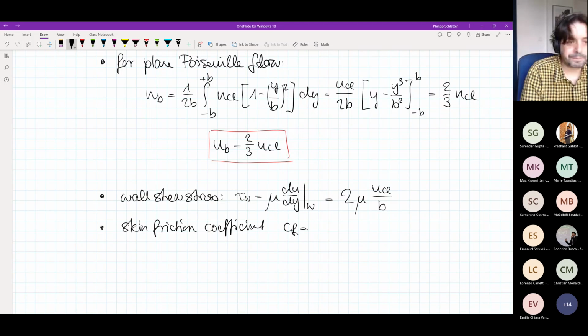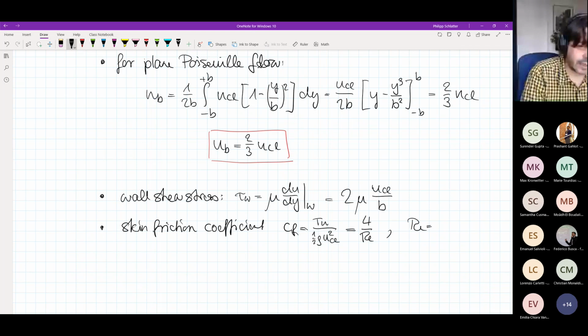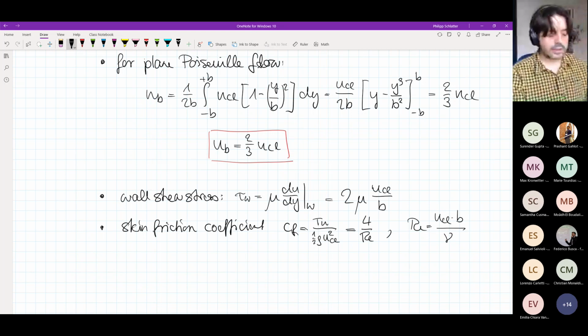So CF. CF, as we said before, that's just the wall shear stress normalized with the dynamic pressure. So tau wall divided by 1/2 rho U squared, and here I can take UCL for the channel as the quantity to normalize with, and that would give me then 4 divided by Reynolds. And the Reynolds number in this case is defined as UCL times B divided by nu. And that is actually what we call a centerline Reynolds number.